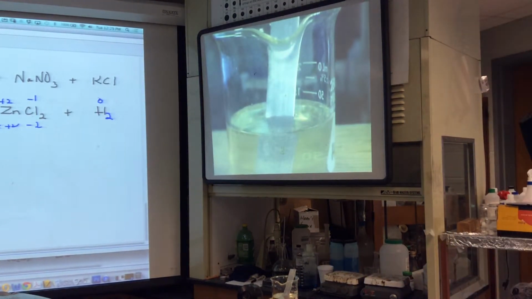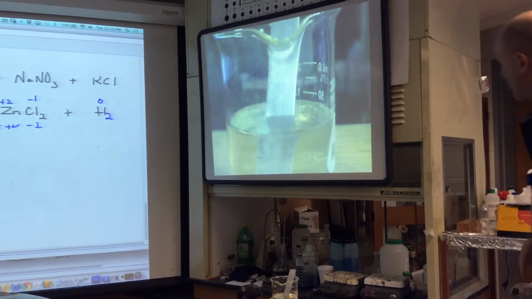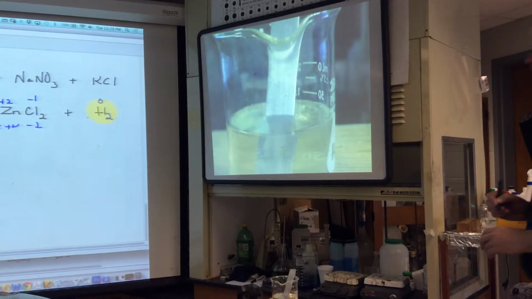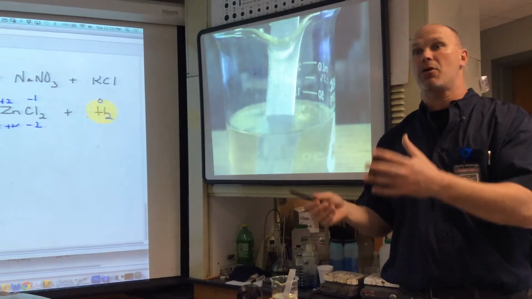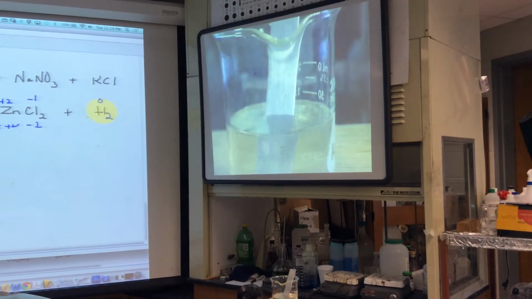What do we see? We see bubbles. Bubbles of what? What are we generating? Look at your reaction. I dropped zinc into hydrochloric acid. What am I making? Hydrogen. This is exactly the reaction I did to make the hydrogen gas balloons, or the bubbles, early in the year. Now watch what happens.